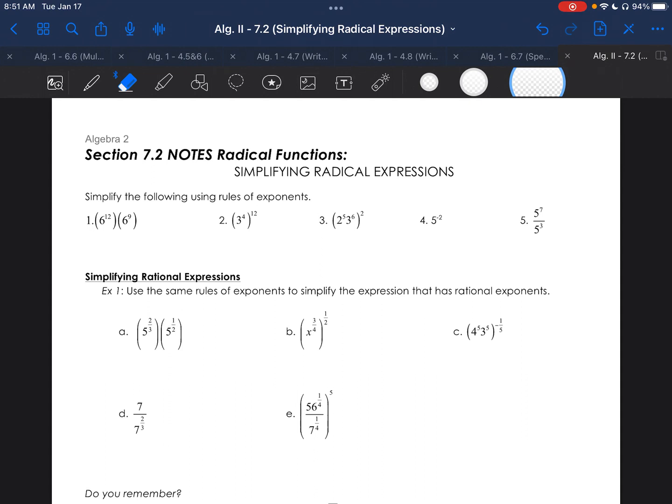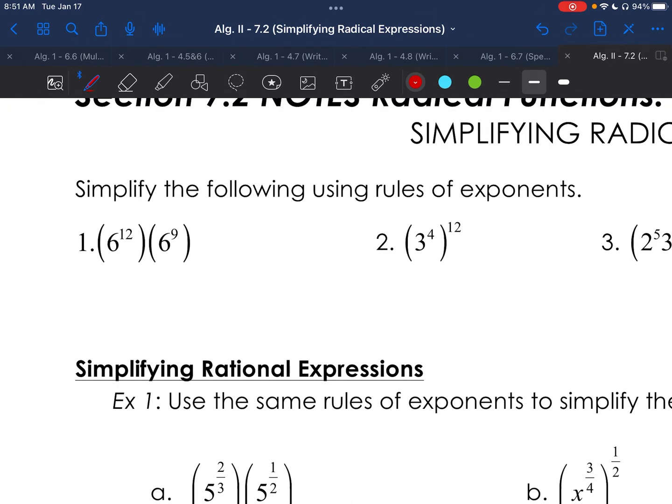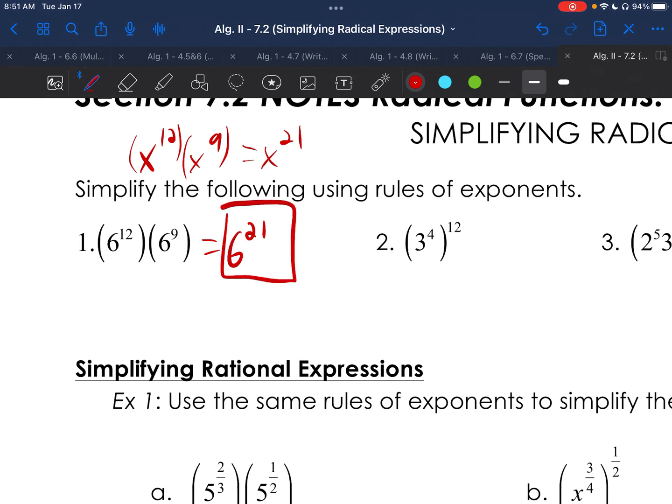So we're going back and just recapping some rules of exponents, but we're using actual numbers this time. So remember, 6 to the 12th times 6 to the 9th. When we multiply with the same base, just like if we were to do x to the 12th and x to the 9th, we would add the exponents. So do the same thing here. We'll say 6 to the 21st. Now, could we actually evaluate and figure out what 6 to the 21st power is? Sure. But right now, we're just wanting to simplify those exponents.